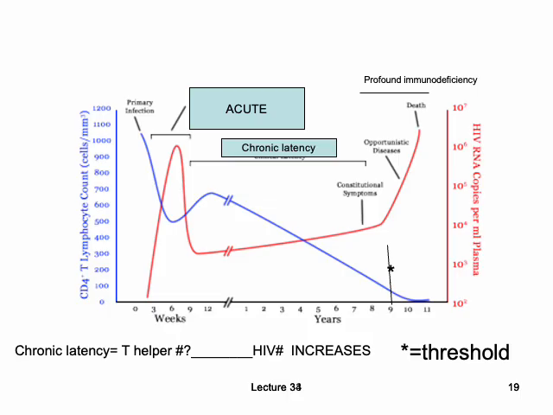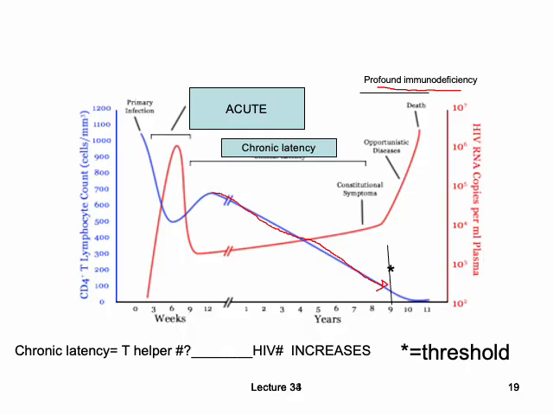So let's recap what's happening in chronic latency. Well, slowly the T helper concentration, what's happening to it? It's going down, right? And it's about to reach this threshold, which we have an asterisk. When that concentration goes below that threshold, then what's going to happen? Well, that's when one reaches profound immunodeficiency. That's the AIDS stage. That's what's going on next.